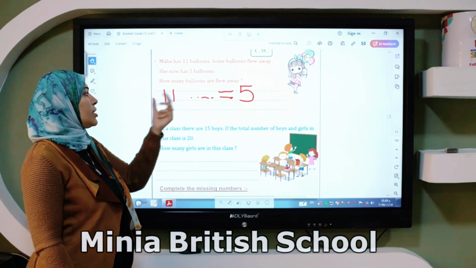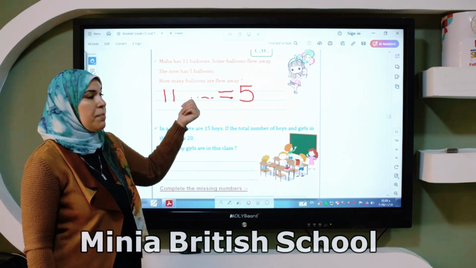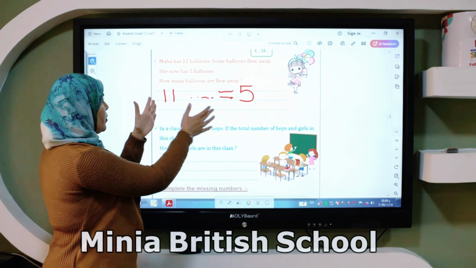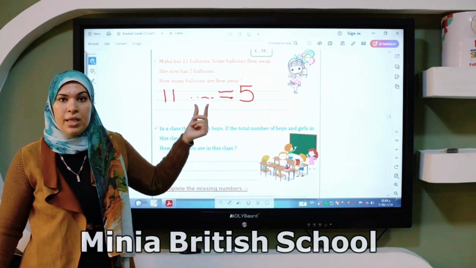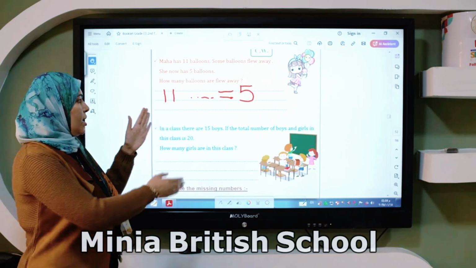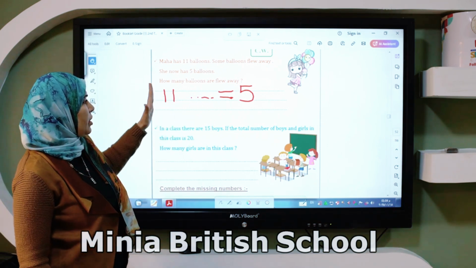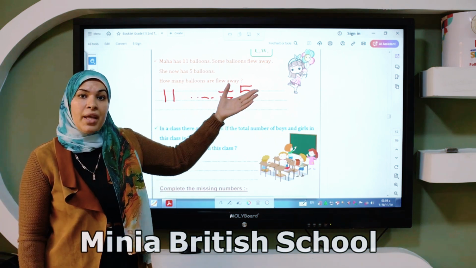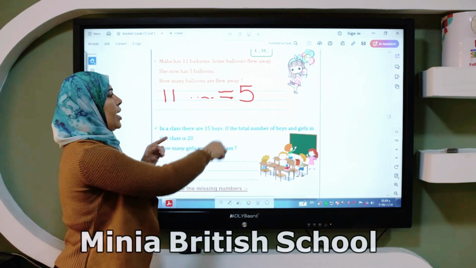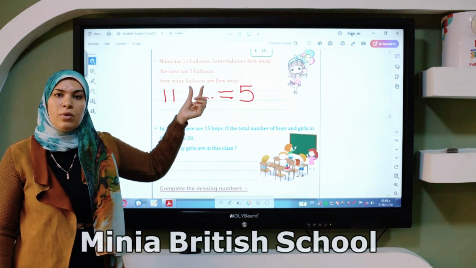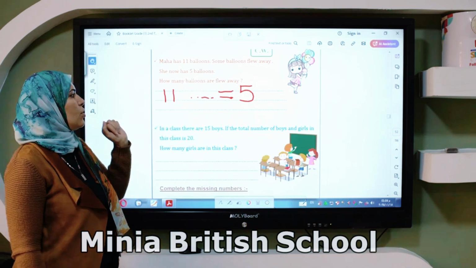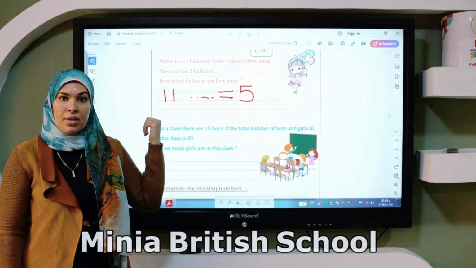Now I write the question, and I want to know the missing number here. I have a missing number in the question. In the missing number, I write the number in the question and I have the answer. So if you see the answer and a missing number, it's called a missing number question. But I don't write the sign.